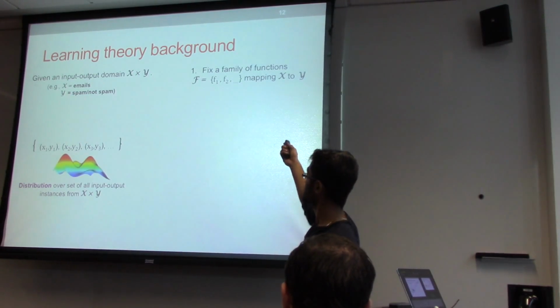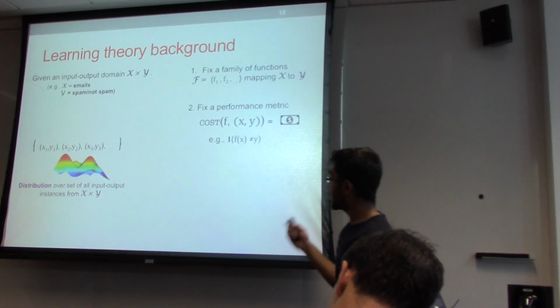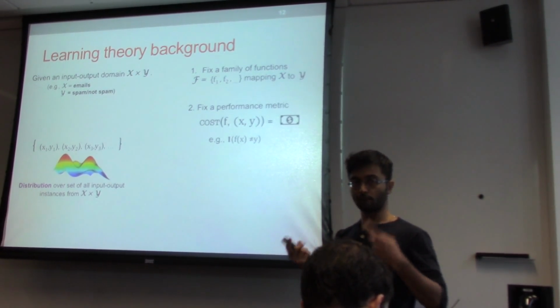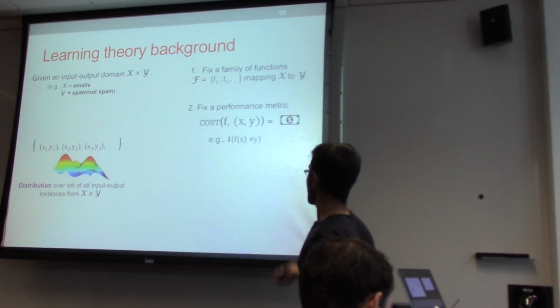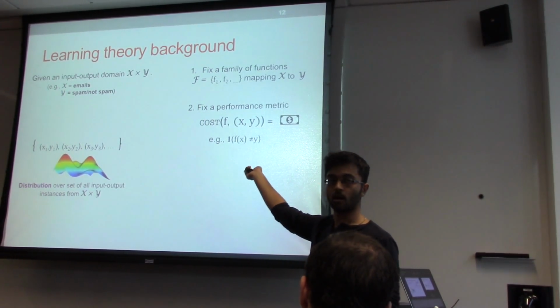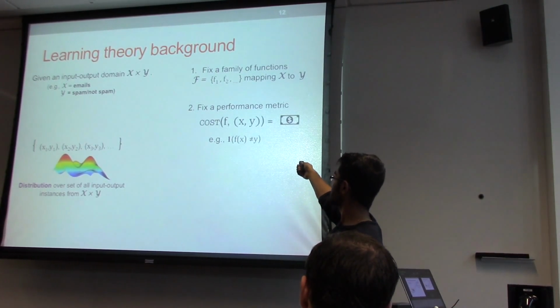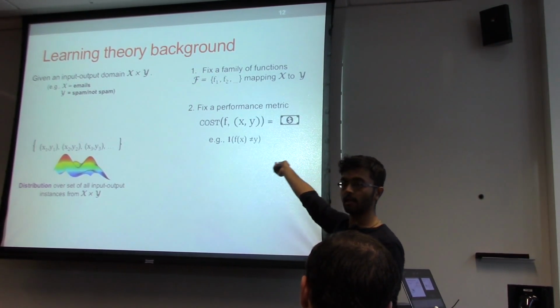So these are the functions f1 that map email to labels. And I need to pick the best function. What do I mean by the best? So I define a notion of cost, which takes as input a proposed mapping and checks whether that mapping predicts the label on a given input-output pair.